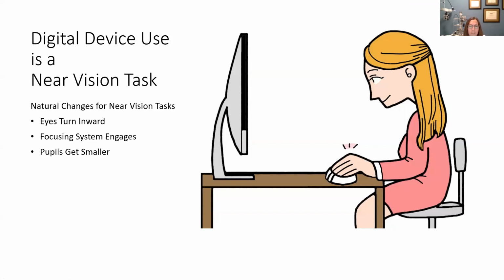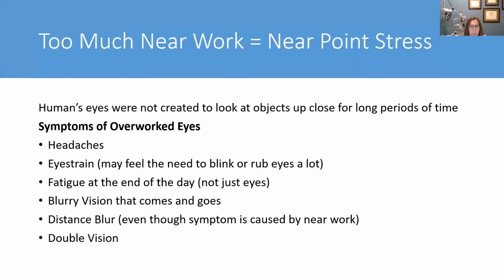So when we're doing anything up close, we have natural changes to our eyes. Our eyes turn in, our focusing system engages, those zonules pull the lens to change its shape, and our pupil gets smaller. That happens whether or not we're looking at a computer screen, but with anything we're looking at up close. So when we're doing a lot of near work, those three things, that focusing triad, as we call it, just get stressed out.